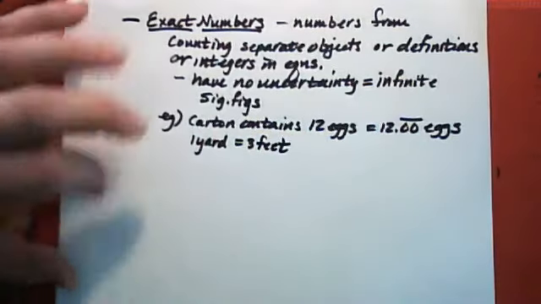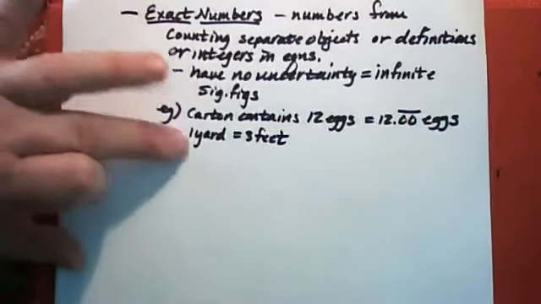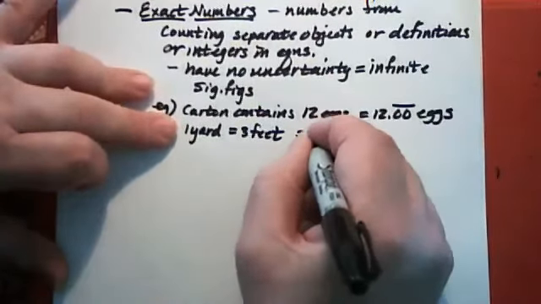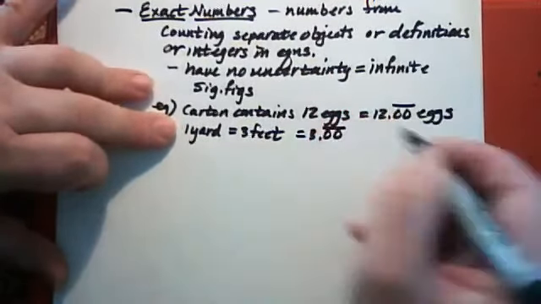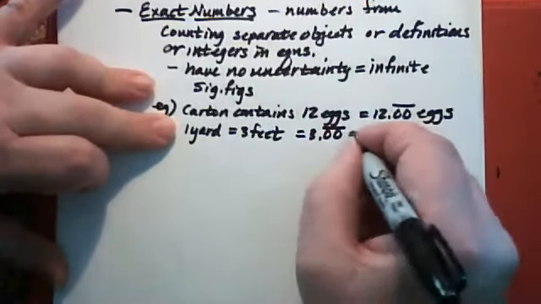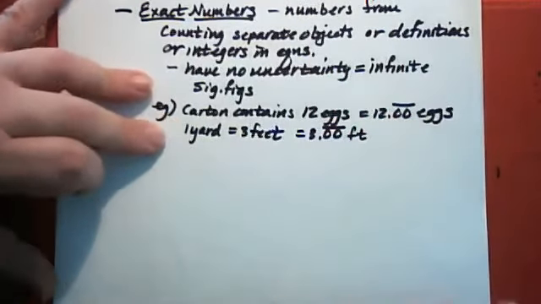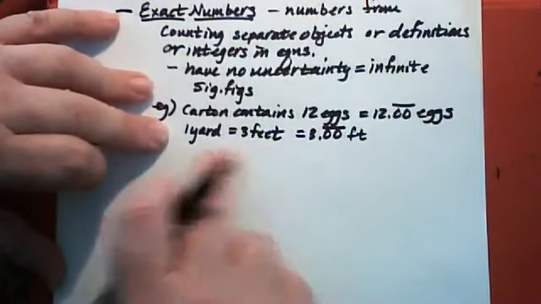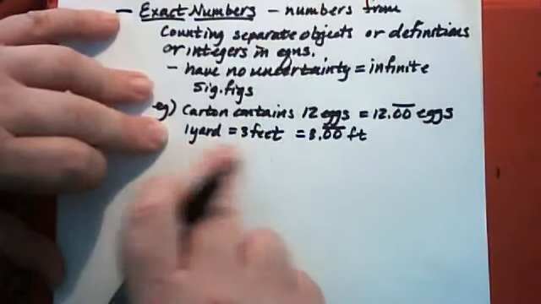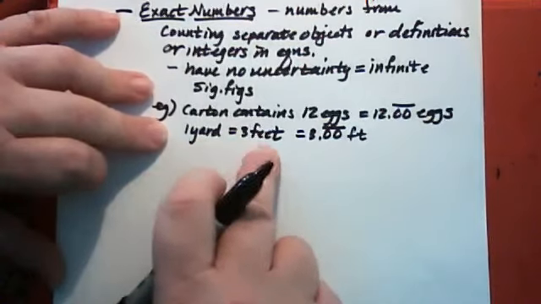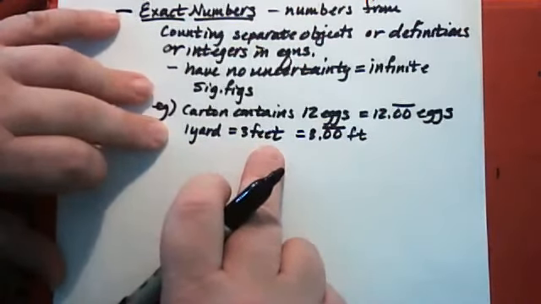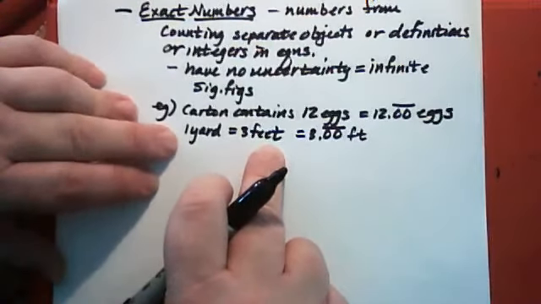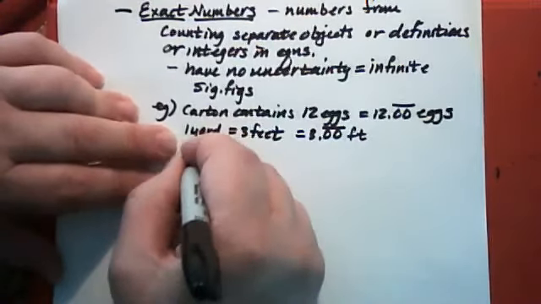1 yard is equivalent to 3 feet. That's a definition in mathematics. And so that would be considered 3 exactly, 3.000 on to infinity feet. Conversion factors within the English system, that is relationships between different measurements in the English system, are considered to be exact numbers. And so those are considered to have an infinite number of significant figures.